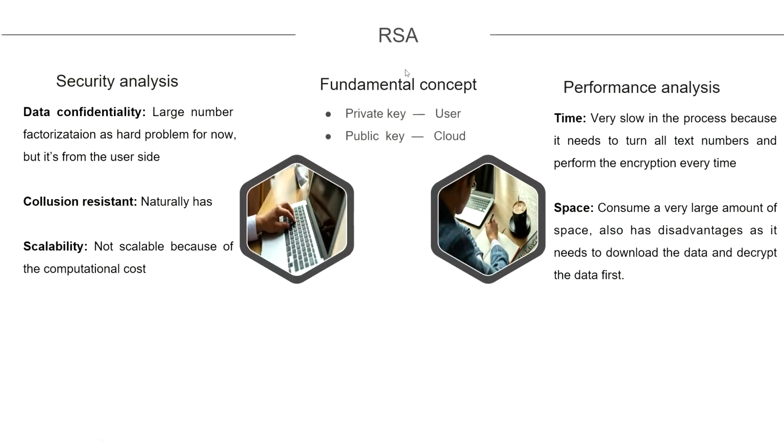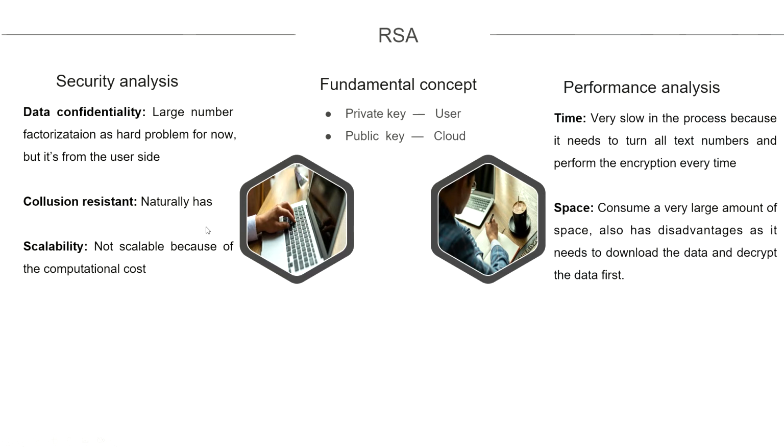RSA can also be used in cloud computing. In general, the private key in the RSA system should be known only to the user who owns the data, and the public key is known to the cloud server. For security analysis, it has good security performance. The difficulty of cracking RSA is similar to factoring large numbers, which is a hard problem for now. However, this security is for users only. It cannot provide any security for the cloud means. RSA naturally has collusion resistance, since only one user has a private key.